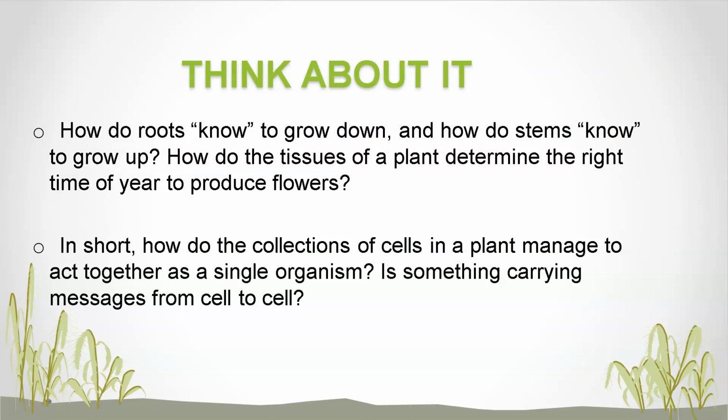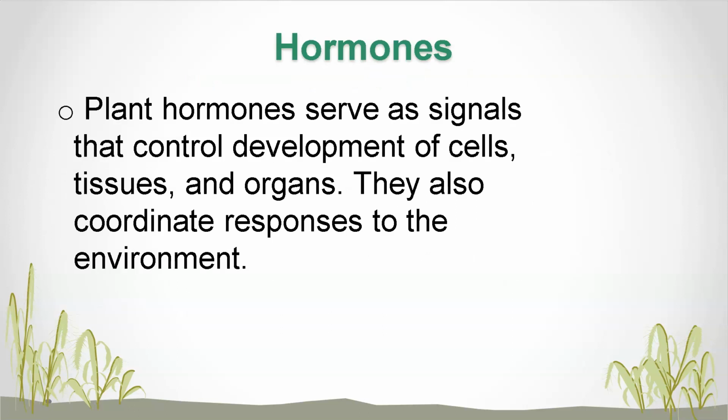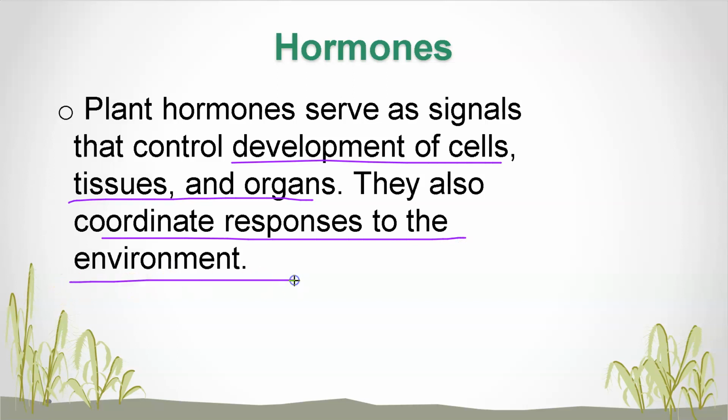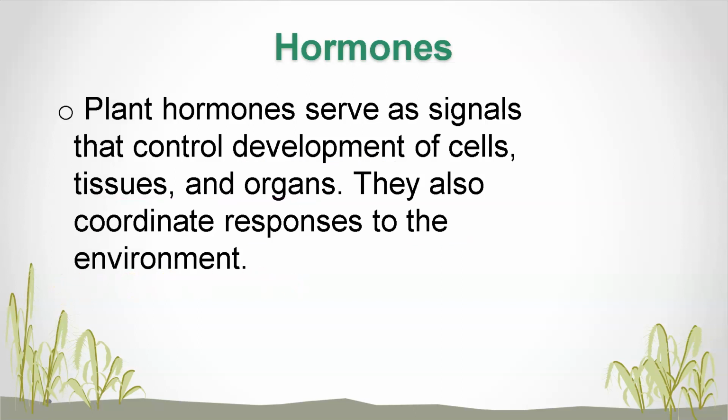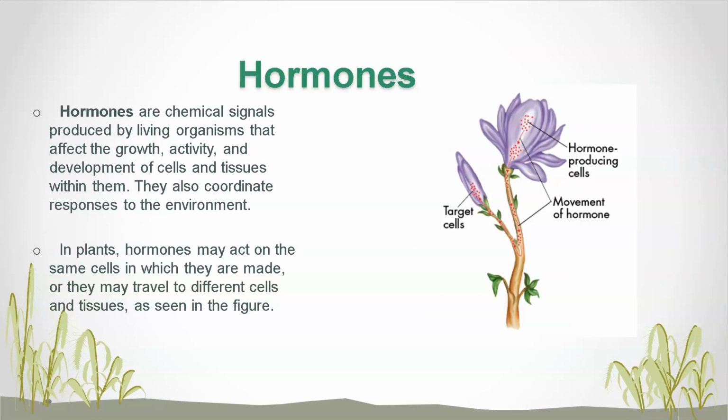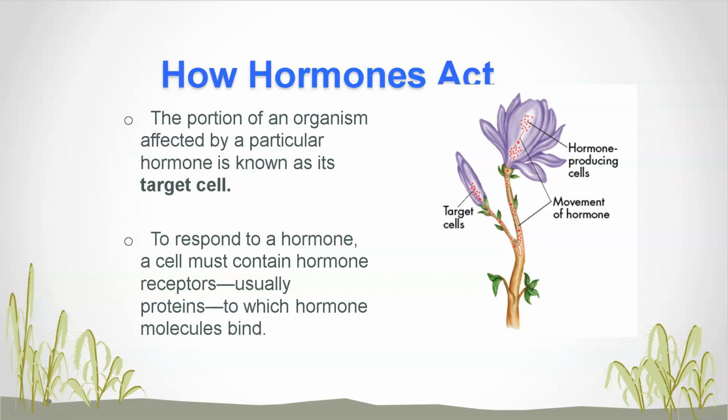Again, plants don't have a brain, but all these cells maintain this organism. How do they do that? Well, it's through hormones. Hormones are chemical messengers. So plant hormones serve as signals that control development of cells, tissues, and organisms. They also help plants respond to the environment. In order to be alive, you have to be able to respond to stimulus, and plants do that. So hormones may act on the same cells which they made, or they may travel to different cells.